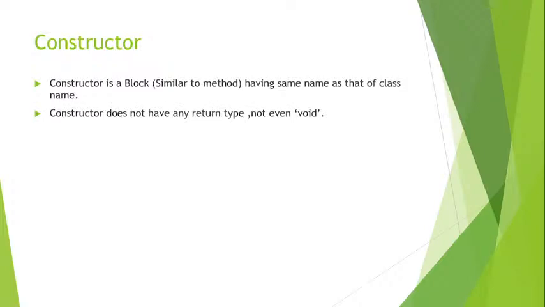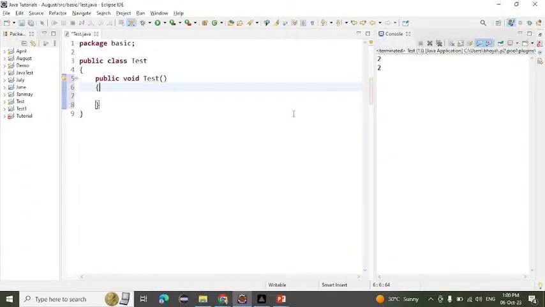Constructor does not have any return type, not even void. So if we want to create a constructor, it is the same as a method, but we have to give the same name as the class name. Which is our class name here? Test. But a constructor doesn't have any return type, and which is the return type here? That is void. So we have to remove that return type.